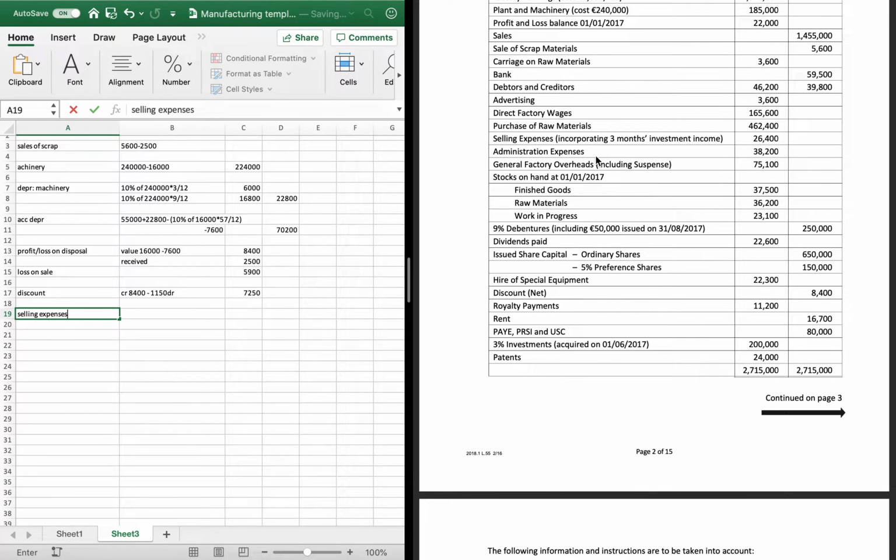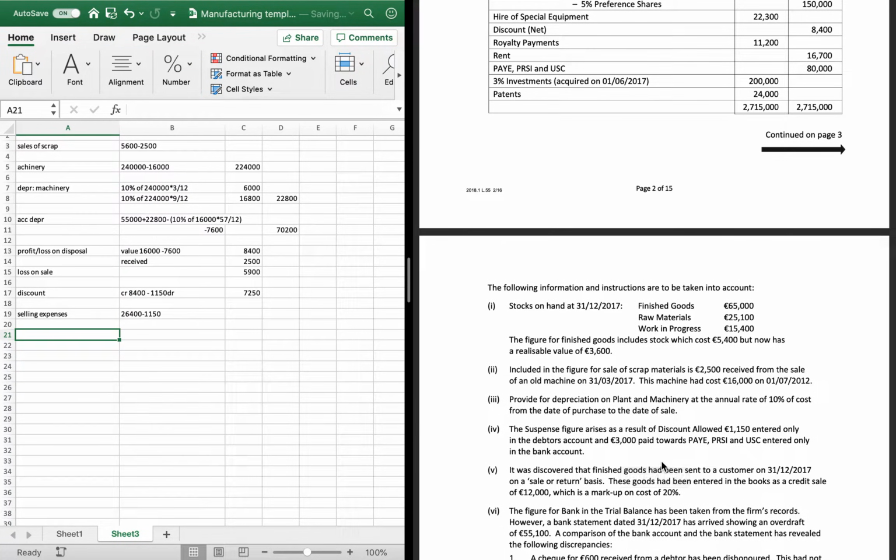So selling expenses are 26,400 on the debit. Now we have debited the credit side. This side has gone down. The credit side has gone down by 1150, which means the debit side also has to go down by 1150. So we're going to take that away, to make that balance. So this is 1150 less, and now this side is 1150 less as well.